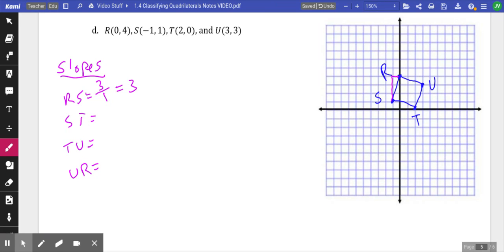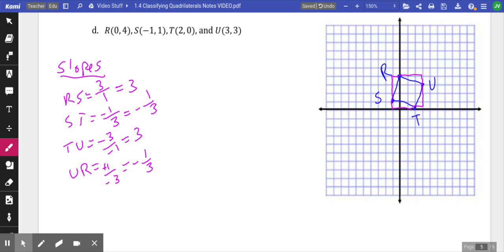ST, if I go from S to T, that's down 1, right 3. So that would be down 1, right 3. And you're going to see this written with the negative sign out in front as negative 1/3. TU would be down 3, left 1. So that's down 3, left 1. And negative 3 divided by negative 1 is 3. And then UR is going to be up 1, left 3. So that's going to be up 1, left 3, which is also negative 1/3.